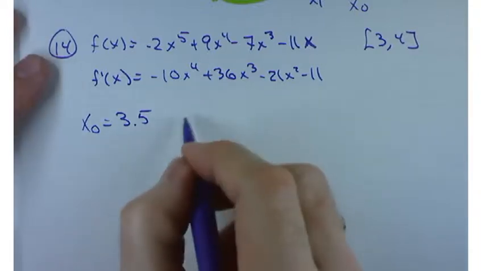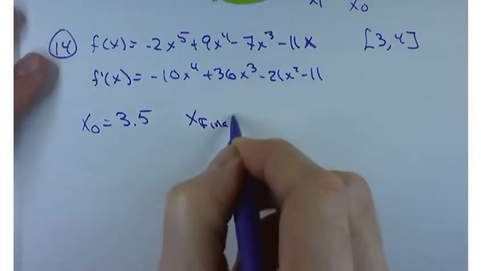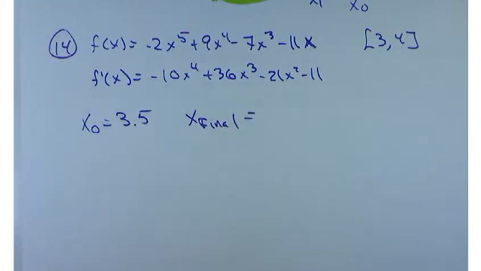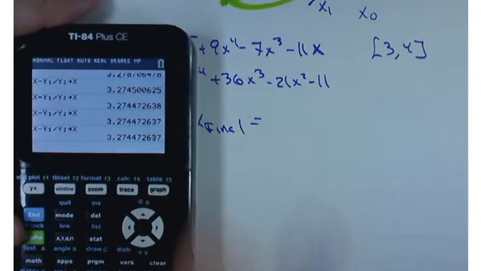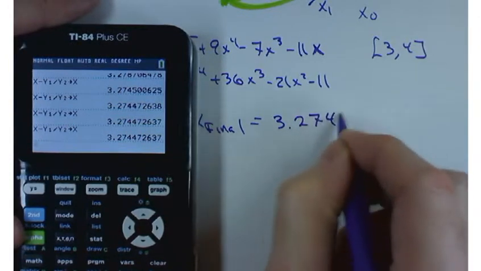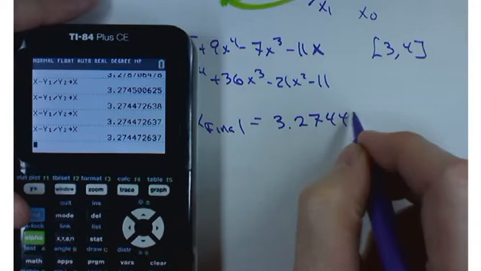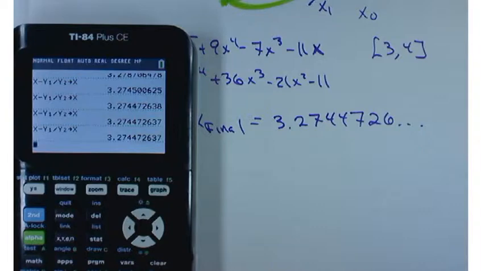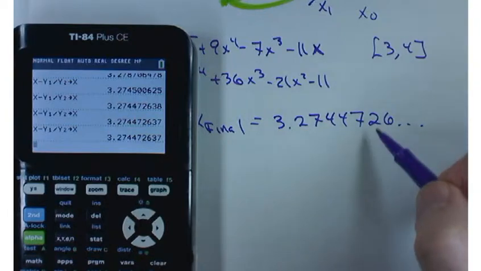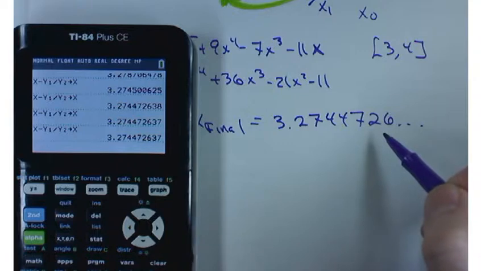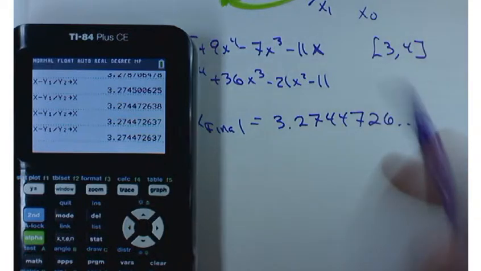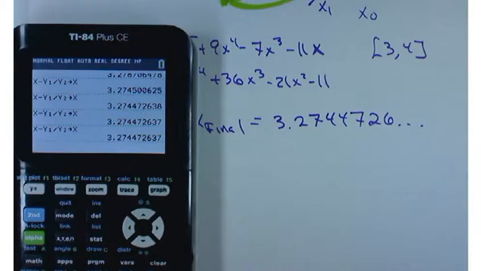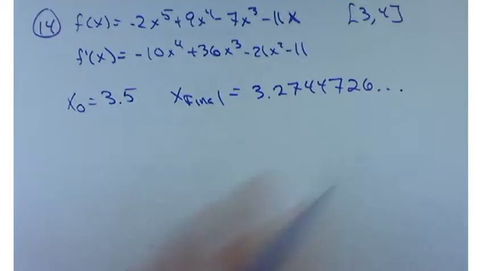So our answer, x sub final, our final answer was 3.2744. You go as many digits as I ask for, and I'll tell you, answer to the nearest 10,000. I think the book asks for things down to 6 or 8 decimal places. So I'm like, okay, you got more free time than I do. I don't want to grade that many. Okay, let's go down to problem number 18.